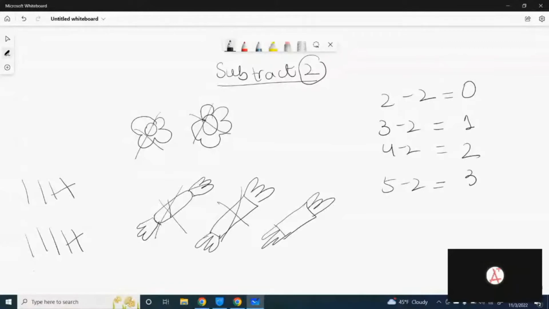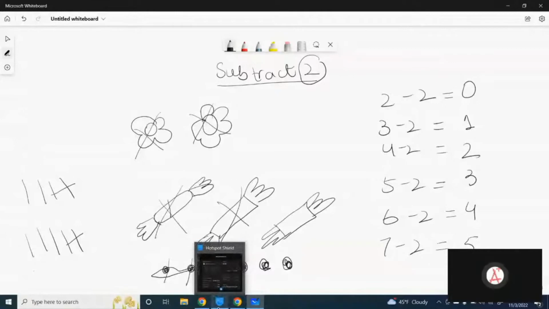So now you have 6 subtract 2. So 6 subtract 2 is 4. You can make 6 dots. Just remove 2 of them and see how many dots you are left with. 1, 2, 3, 4. So 6 subtract 2 is 4. Got it? Then you have 7 subtract 2. So 7 subtract 2 is 5, you can make seven lines, remove two of them. The answer is five. Got it.